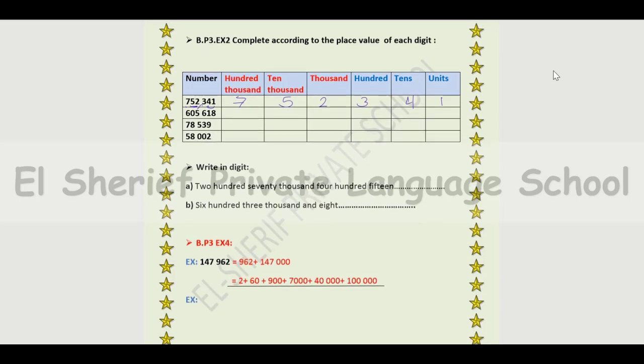We have the next number, 605,618. Again we can read this number. Start with units. We put 8 in units. The next digit we have 1, and 600, 5,000, 0 in 10,000, and 600.